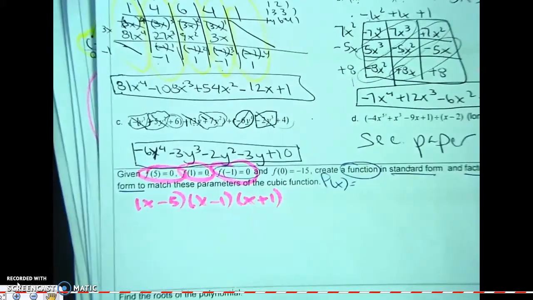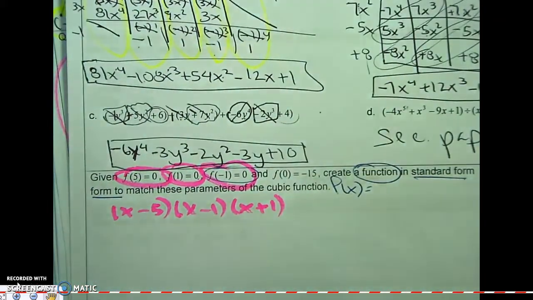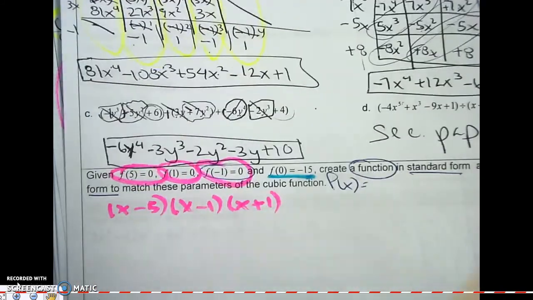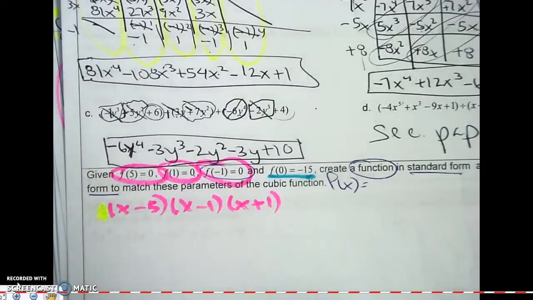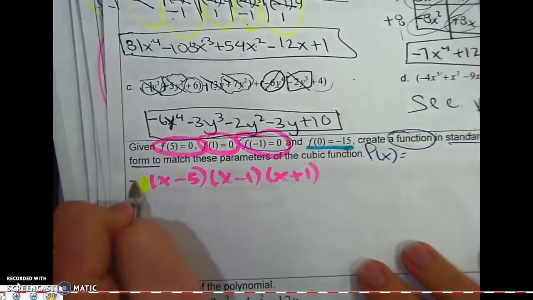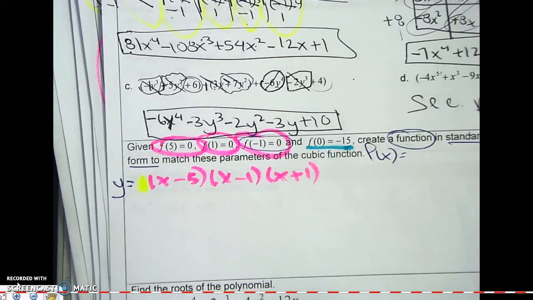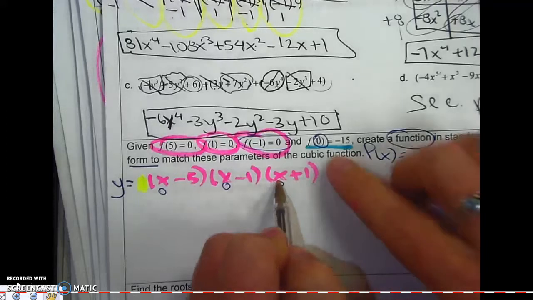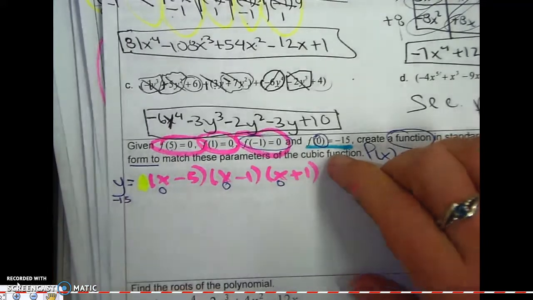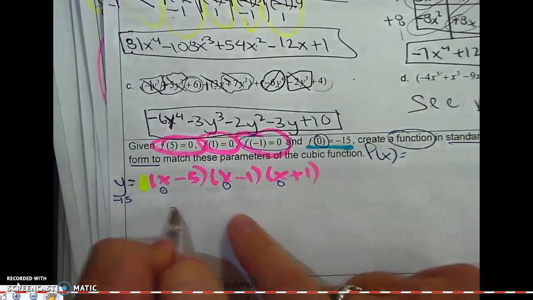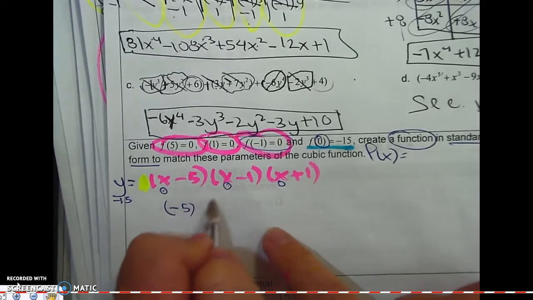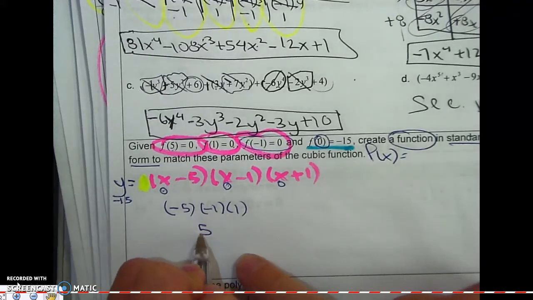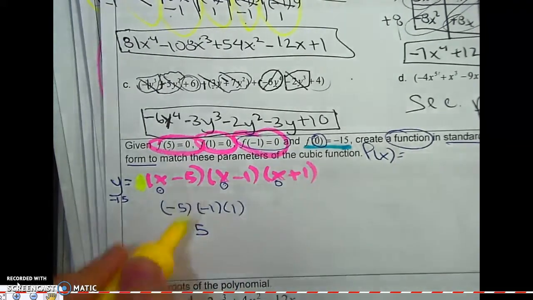Okay? But the problem is they told me the y-intercept is negative 15. So there's some value right here that I've got to figure out. So when I plug it in, I can get it. I'm going to take the x value of 0 and plug it in for my x's, and my y value has to equal negative 15. So 0 minus 5 is negative 5, 0 minus 1 is negative 1, and 0 plus 1 is 1, and that gives me 5. But the problem is, I need to figure out what number goes in front.